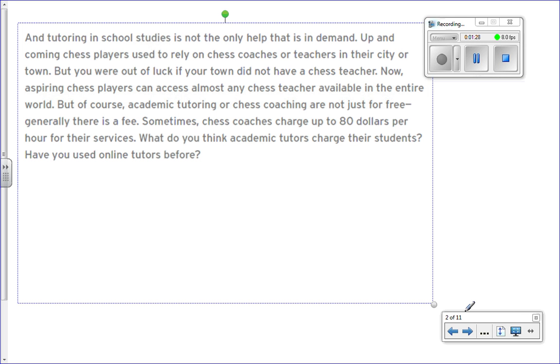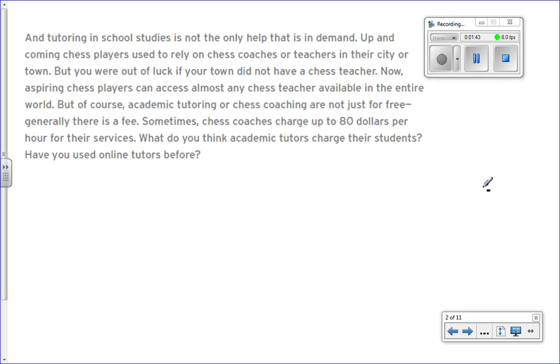Up and coming chess players used to rely on chess coaches or teachers in their city or town, but you were out of luck if your town did not have a chess teacher. Now, aspiring chess players can access almost any chess teacher available in the entire world. But of course, academic tutoring or chess coaching are not just for free. Generally, there's a fee. Sometimes chess coaches charge up to $80 per hour for their services. What do you think academic tutors charge their students? Have you used online tutors before?